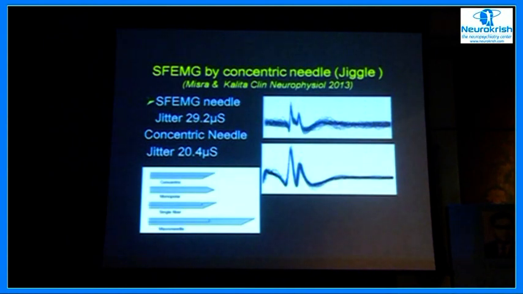Now, the single fiber electrode is very expensive. So one can take a facial needle and do single fiber EMG with that. That is known as jitter. You can do it, but you have to be more experienced than a single fiber expert to do a single fiber study through a concentric needle. But those of you who are interested and want to devote time, you can even use a facial needle and use that.